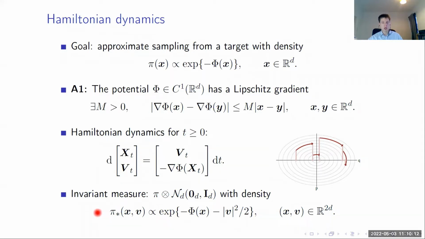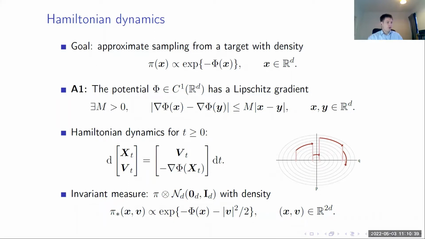Of course, these dynamics cannot yield an ergodic Markov process simply because they are completely deterministic, and you will just go around and around. If you start from a certain x0, v0, you will never converge in distribution towards pi star, right? So to be able to converge in distribution, you need to introduce some randomness at some point in the algorithm.